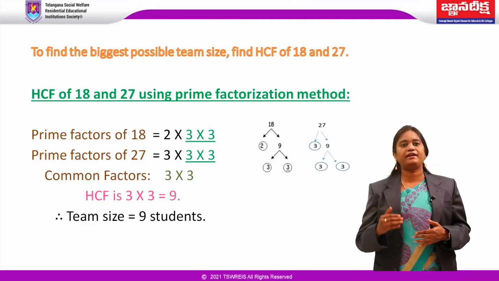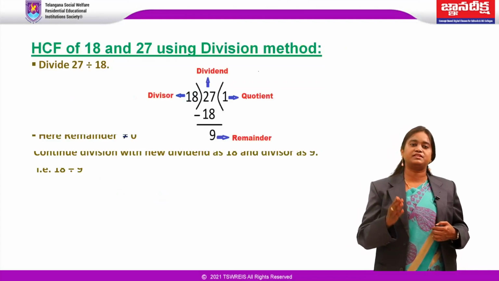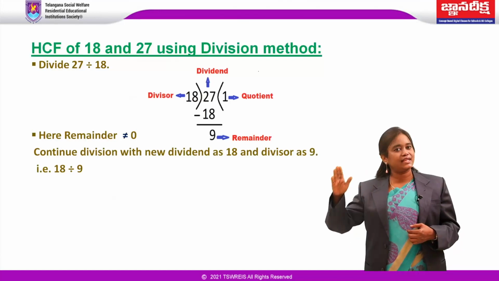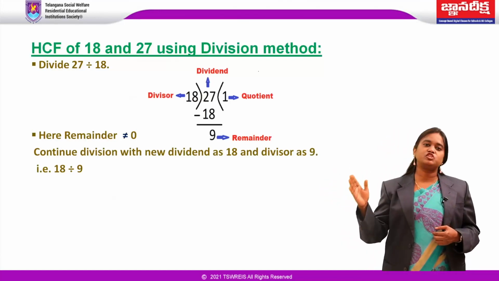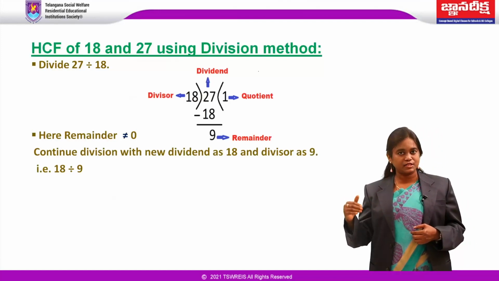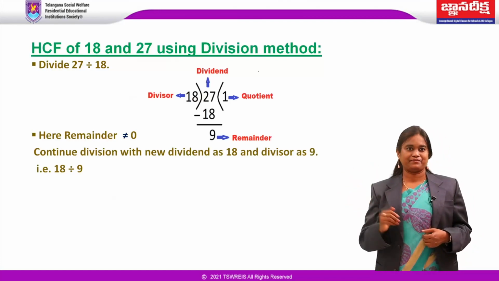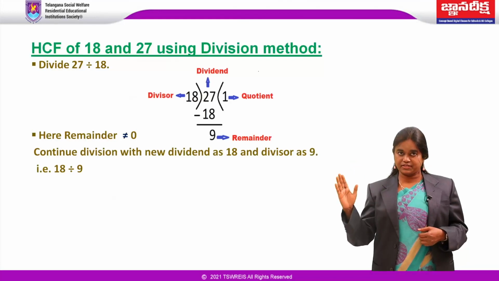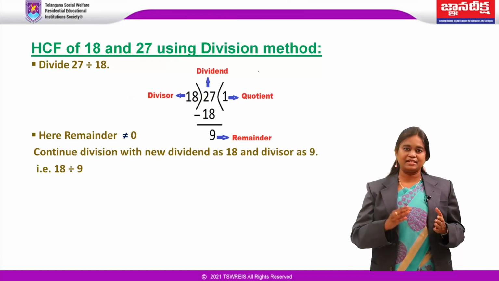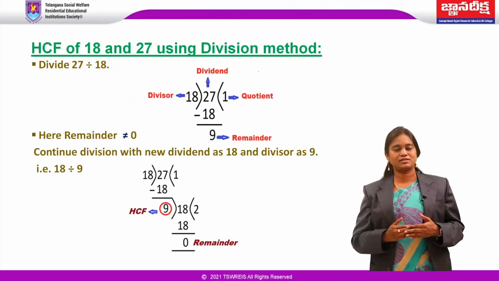Another method of finding HCF is by the successive or continued division method. Let us find HCF of 18 and 27 using the division method. We divide the bigger number by the smaller number, that is 27 divided by 18. Here 27 is the dividend, 18 is the divisor. Let's perform division. 18 ones are 18. Remainder is 9 and 1 is the quotient.